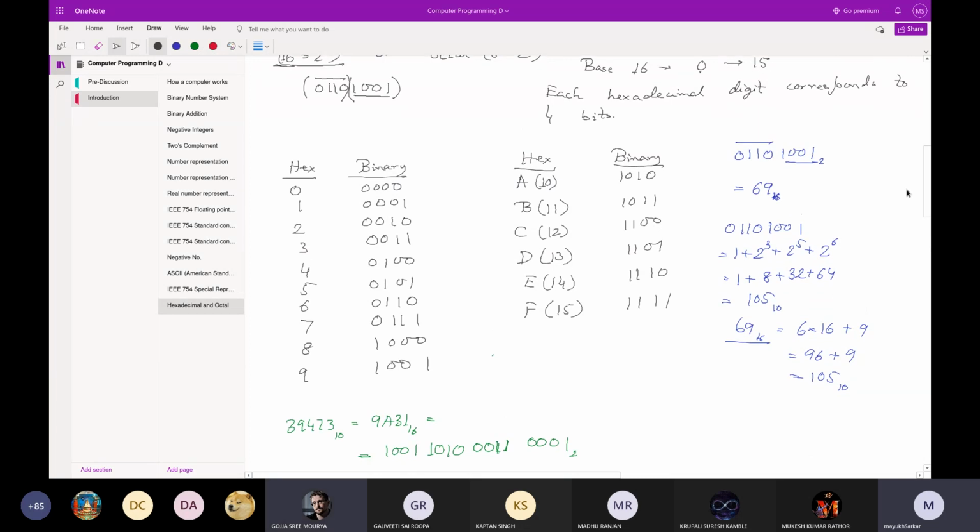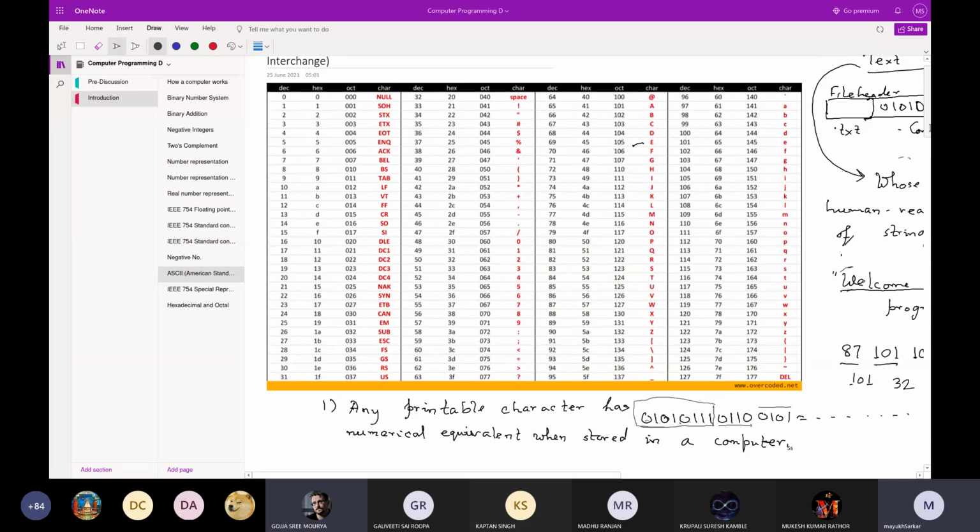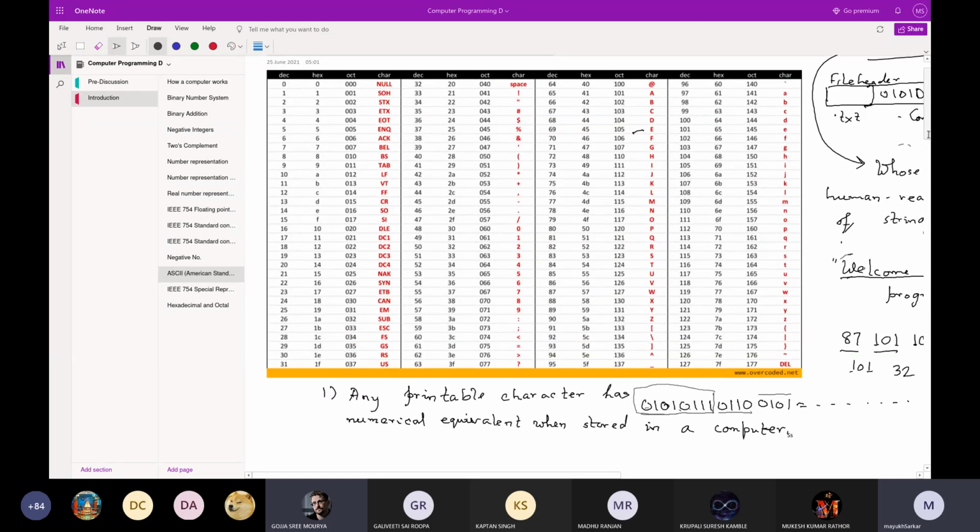Sir, in that 87, those numbers are there, no sir? Below the ASCII table. Why did you take that 87, 101 only in hexadecimal, sir? Is it written somewhere, or you have taken it like that, for example?